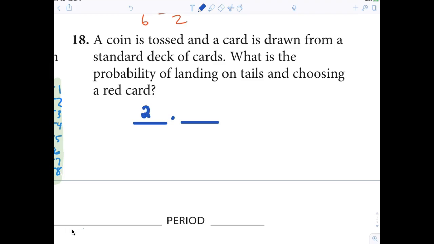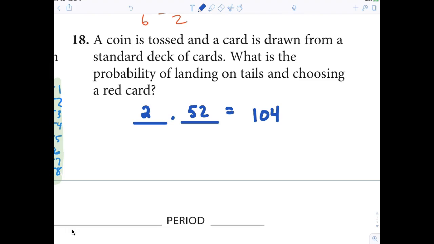And when you pick a card, there should be what? 13? No, 26? Wait a minute. No. There should be 52. Right? So when you flip a coin and pick a card, there's going to be how many different ways? There's going to be 104. Very good. Everybody with me on this? So there's 104.